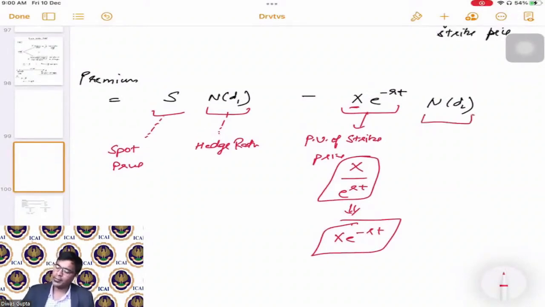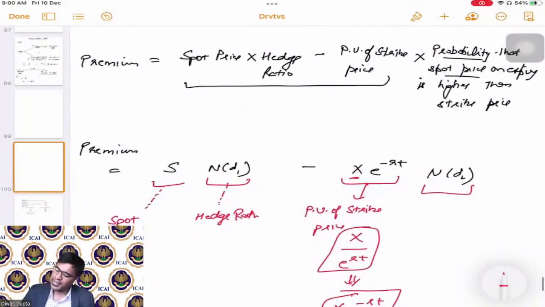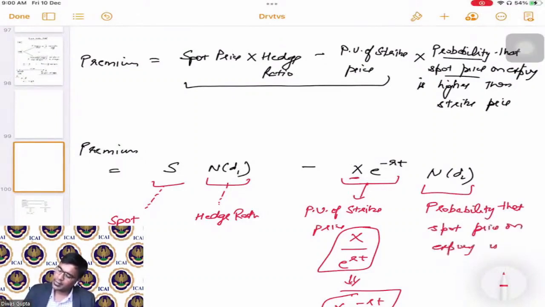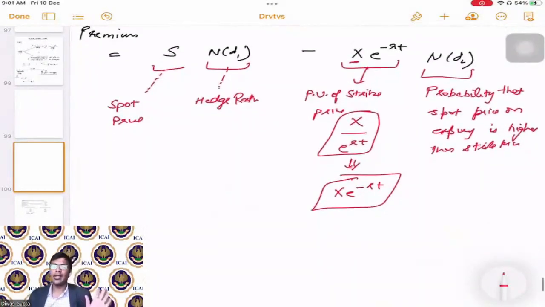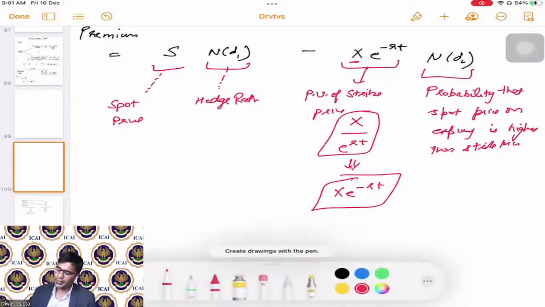And the last part, N(d2), is the probability that spot price on expiry is higher than strike price. Now, in this, I think all of you would have understood S and X. Only apart from this, N(d1) and N(d2). Now we will go on to this.